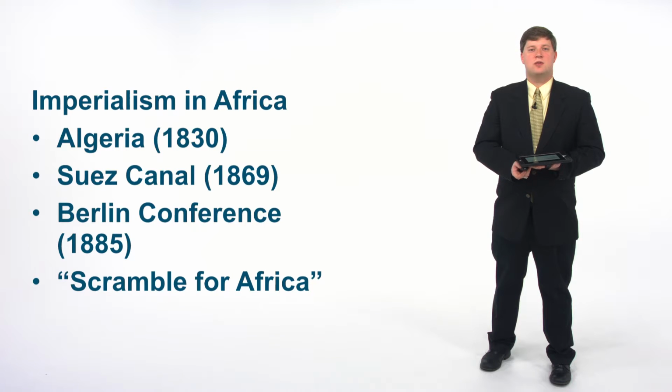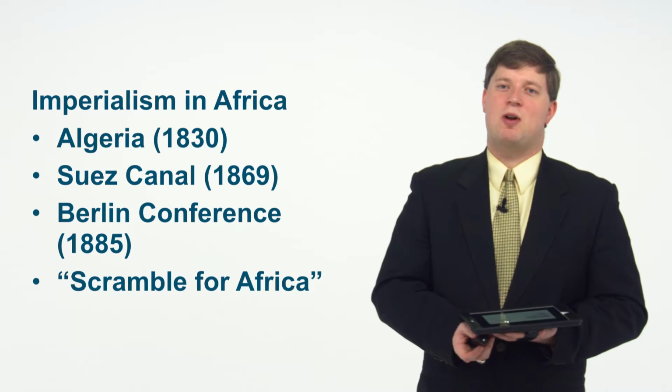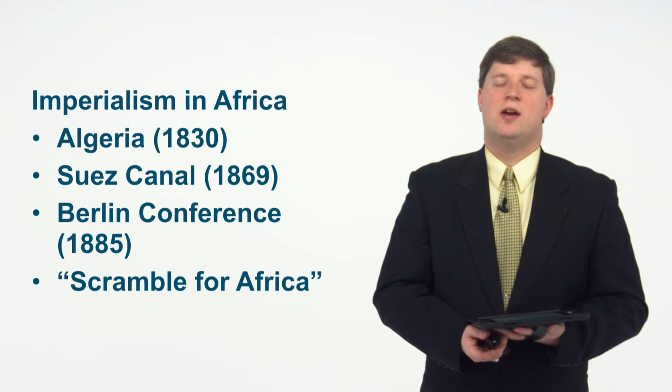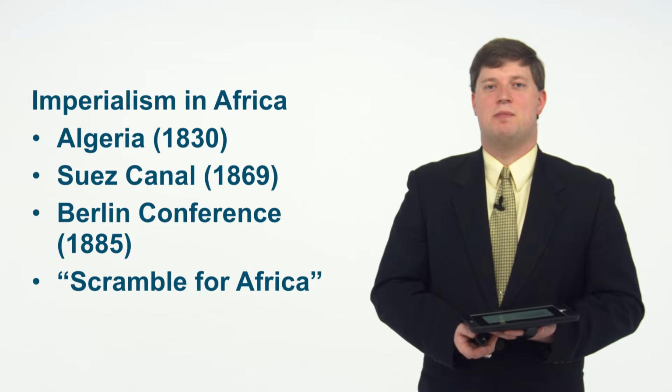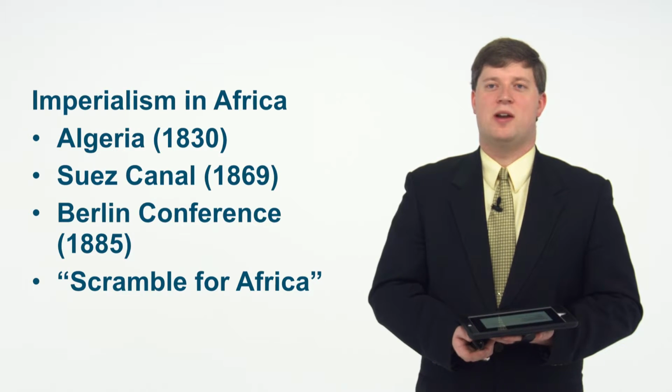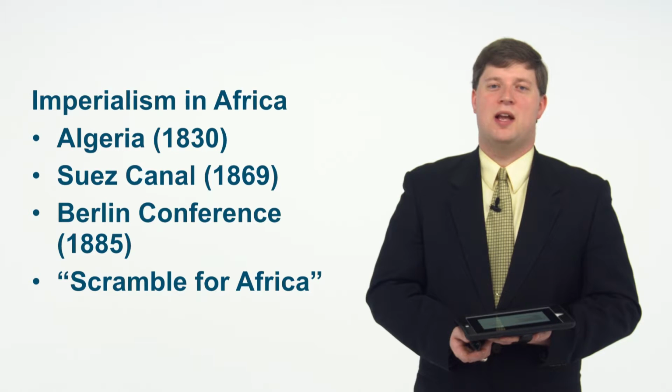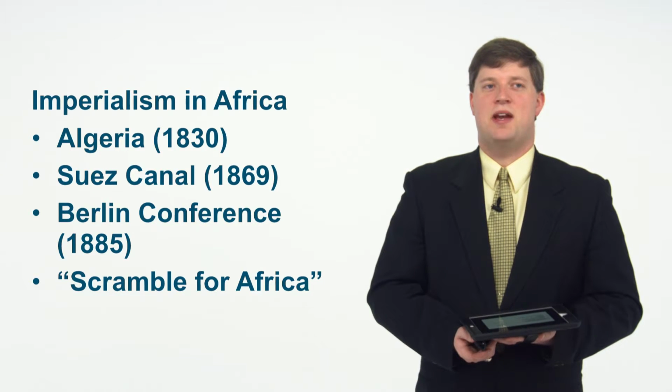And all of this interest in Africa eventually leads to a conference in which, in 1885 in Berlin, European powers hammer out, if you will, the ground rules for colonizing Africa, imperializing it, and taking control of territory. And once those ground rules are in place, really things pick up.